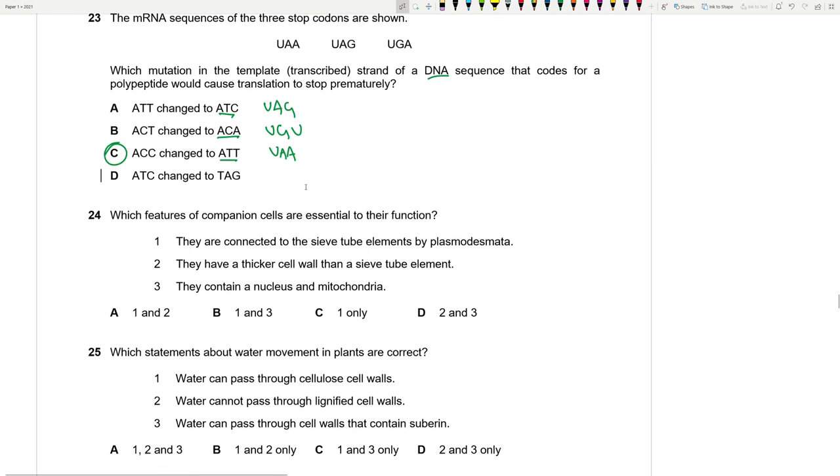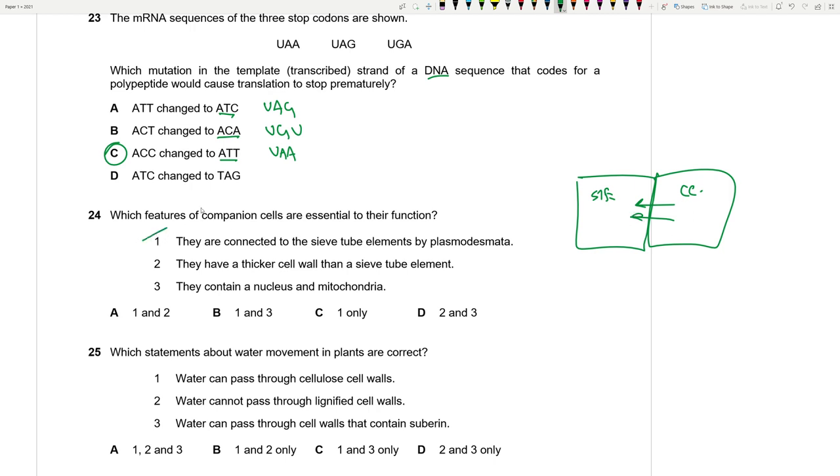Which features of companion cells are essential to the function? They're connected to sieve elements by plasmodesmata. This is essential, right? Because this is the sieve element, and this is the companion cell. We need to transfer, after loading, the sucrose needs to go into the sieve element passively, so this is required. They have thicker cell walls than a sieve element.